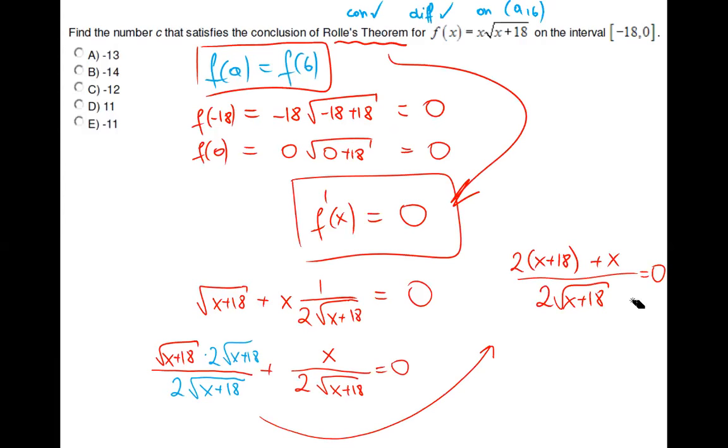A fraction is 0 if and only if the top of the fraction is 0. That means I can distribute: 2 times x plus 18 is 2x plus 36, plus another x is 0. 3x is equal to negative 36. And I believe this is negative 12. That means this is my c value that satisfies the conclusion of Rolle's theorem. And negative 12 is definitely in that interval. But please remember this, f of a equals f of b. That's the additional condition for Rolle's theorem.